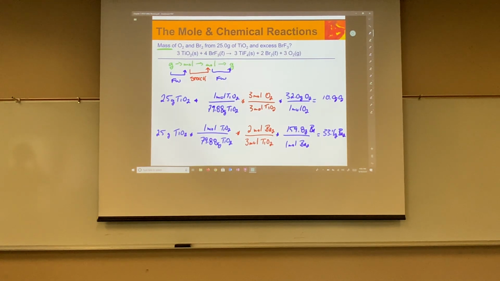How did you know to do that, that it says do 3 moles and 2 moles? It's just a ratio, is what it is. I'm just looking at these numbers here. 3 TiO2s make 3 O2s. 3 TiO2s make 2 Br2s. That's all it is.